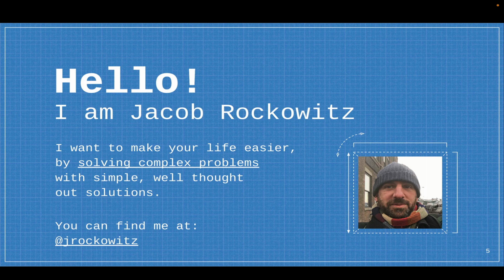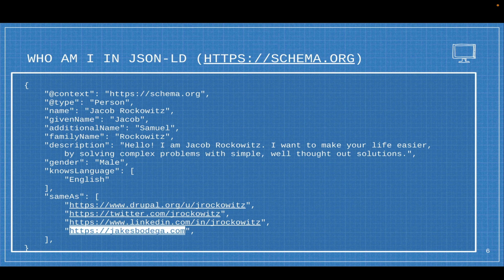Who am I? My name is Jacob Rockowitz. I want to make your life easier by solving complex problems with simple, well thought out solutions. You can find me at jrockowitz on the web. And just to set the stage, this is my biographical information using schema.org JSON-LD.